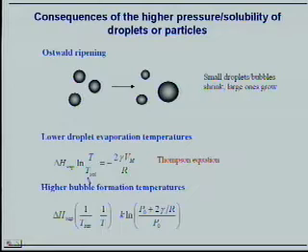Now imagine you start with a suspension of the same droplets or bubbles or soluble particles. If one of the particles is a little bit smaller than the other one, the solubility of this particle is going to be higher than this one. And what happens in reality is that the smaller particles dissolve and condense on the larger particles.